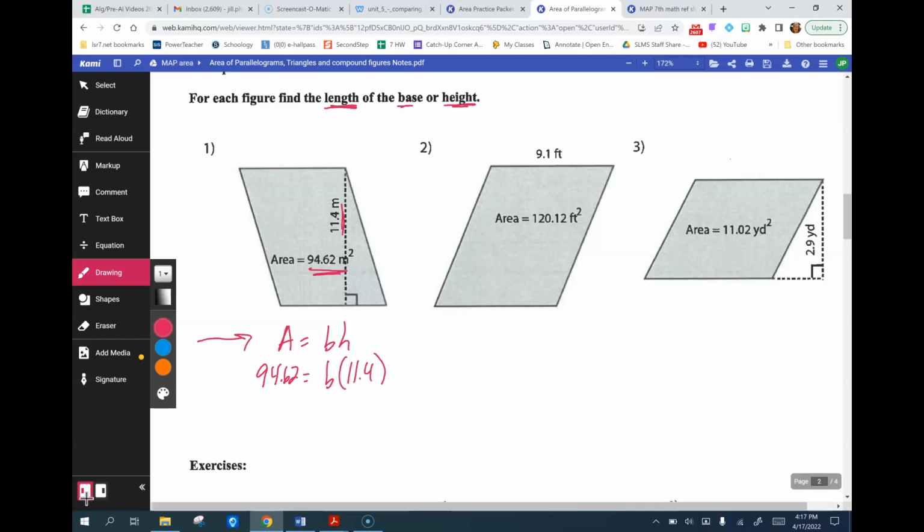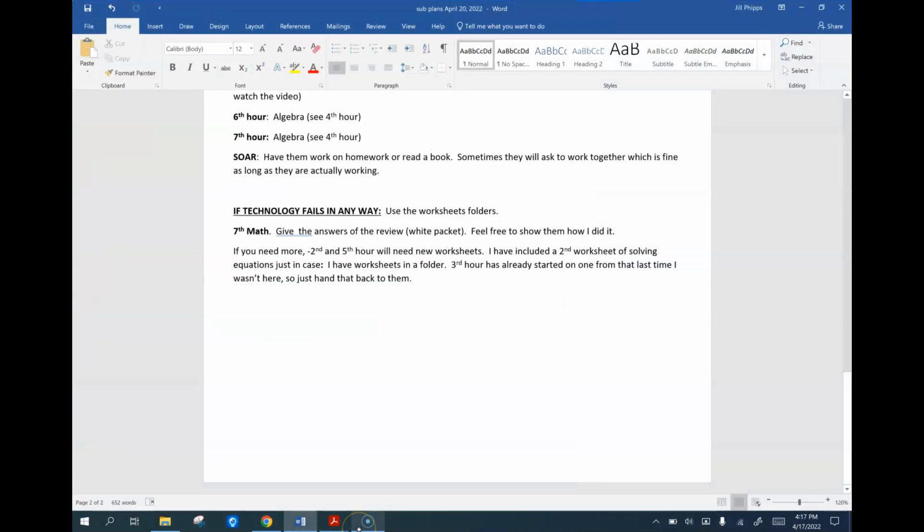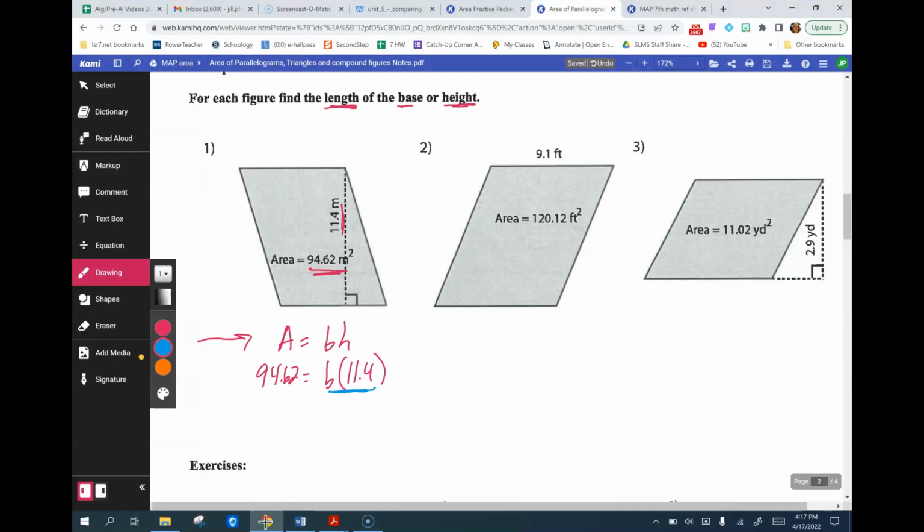Now look at this. We have an equation. And what do we see here? How is this connected? Multiplication, that's right. So if I'm connected by multiplication, I'm going to divide to get them apart. Okay, I'm going to divide by 11.4. So 94.62 divided by 11.4 gives me 8.3.